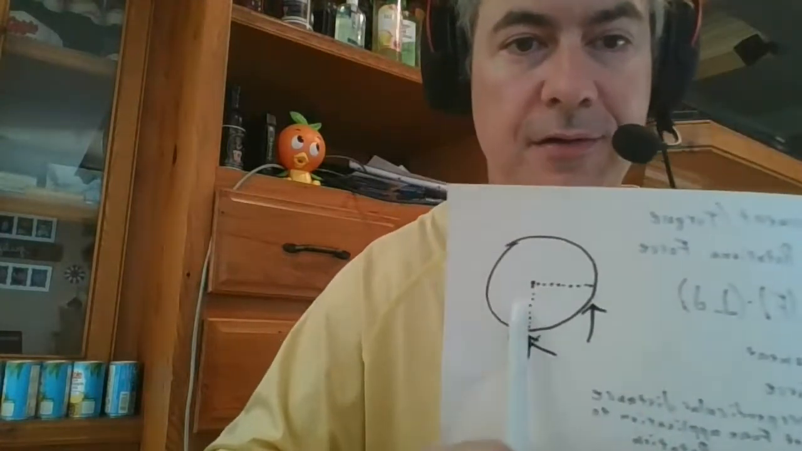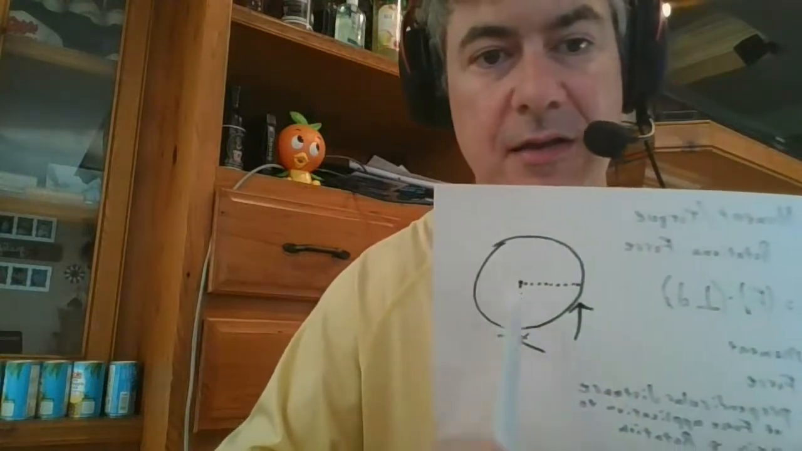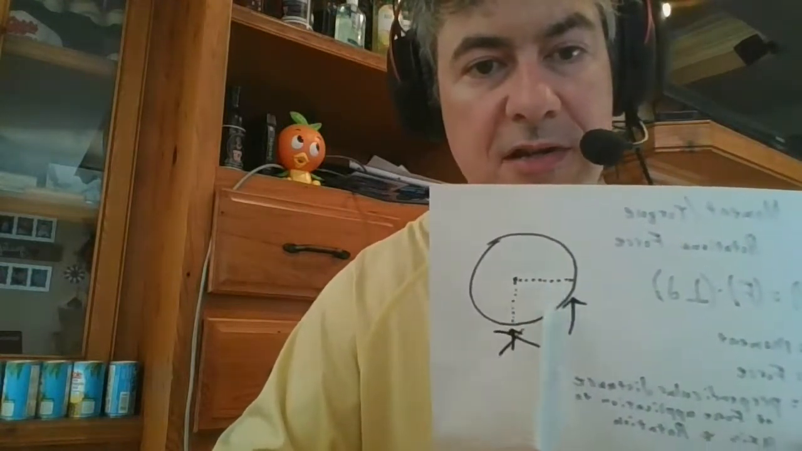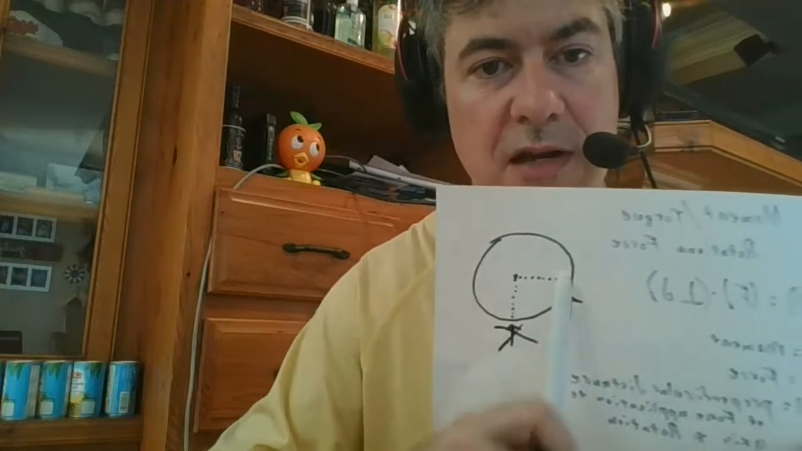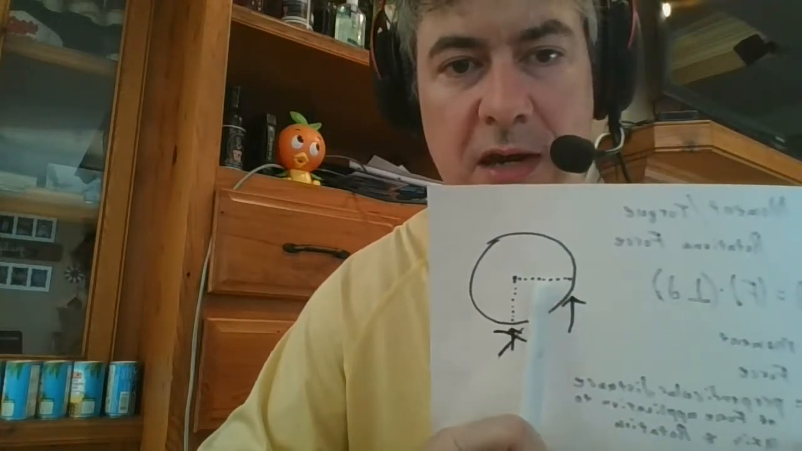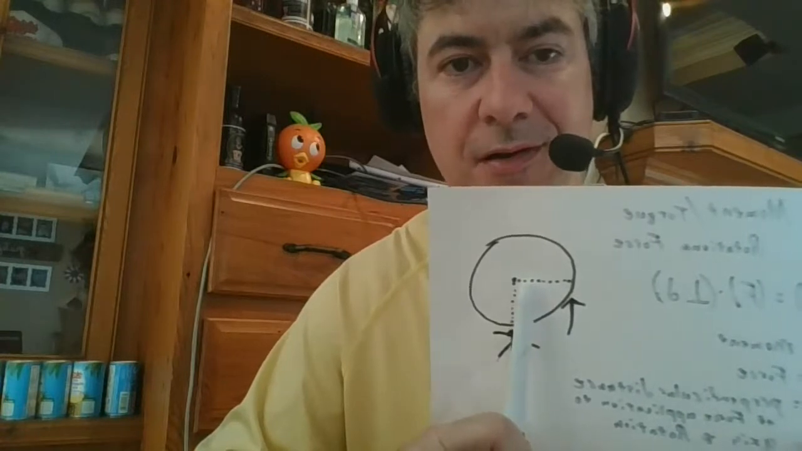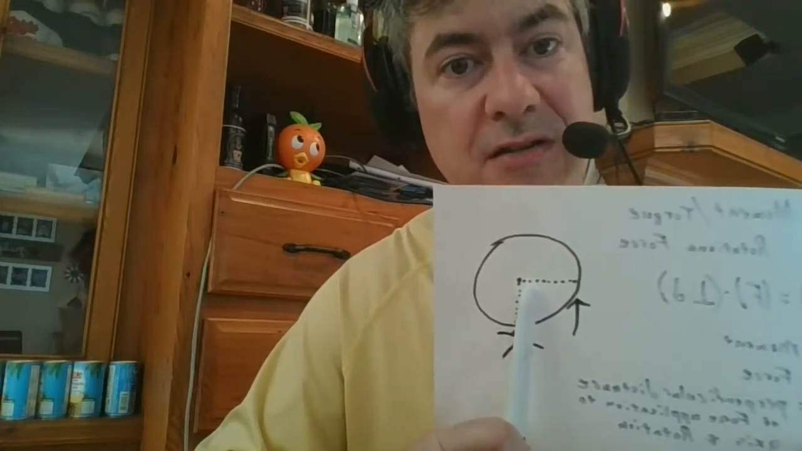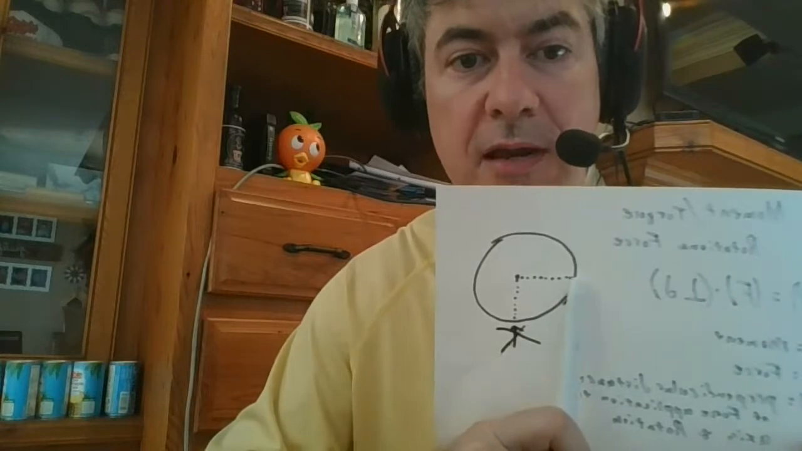So again, parallel doesn't allow us to rotate anything. Perpendicular distance allows us to rotate things. And you can imagine the closer we get to 0, the harder it's going to be to rotate something. And the further away we get from 0, the easier it's going to be to rotate something. I have a couple simple little examples here.